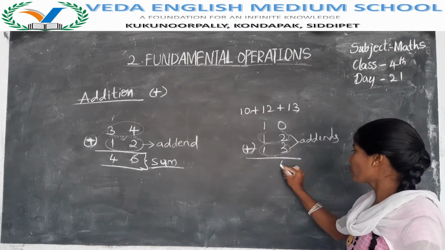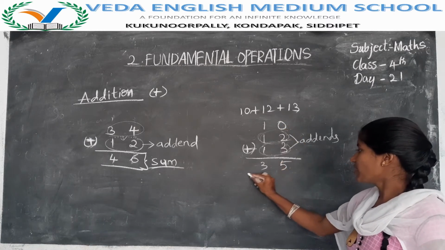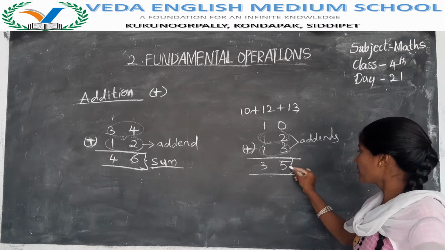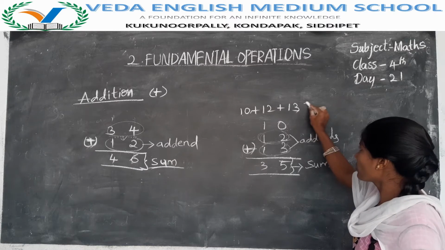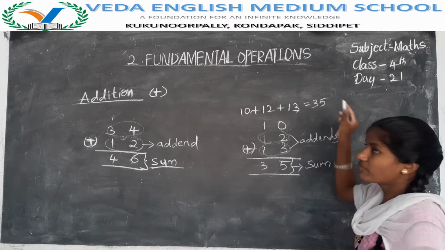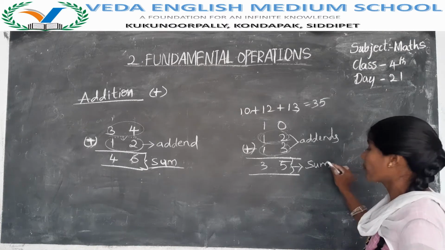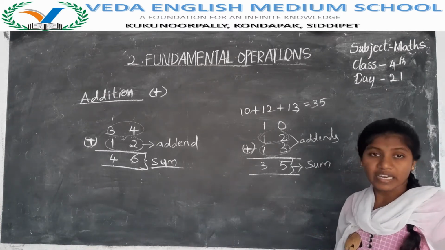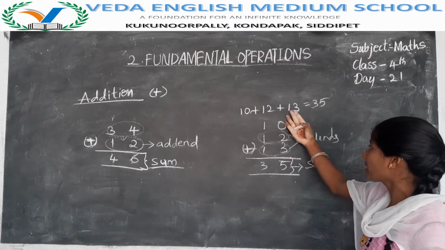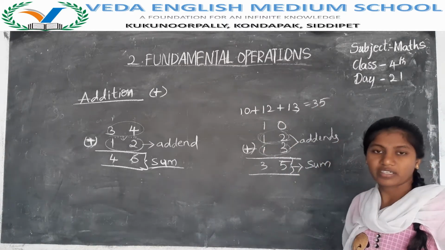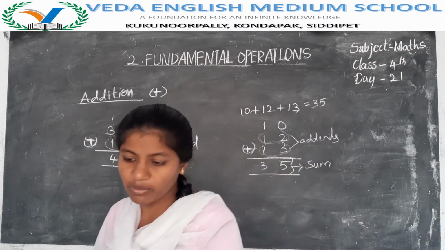2 plus 3 is 5. 1 plus 1 is 2, 2 plus 1 is 3. We got 35 as the answer. The 35 is called sum. The sum of 10 plus 12 plus 13 is 35. The sum, not SOME, SUM. Sum means the addition answer is called sum. So the sum of 10 plus 12 plus 13 is 35. Understand? It is an introduction about addition. Have you understood about addition?